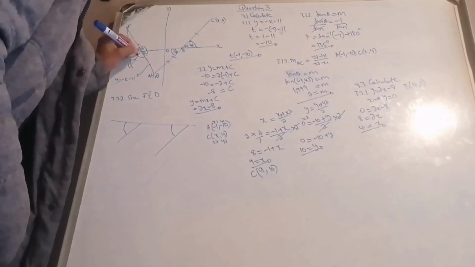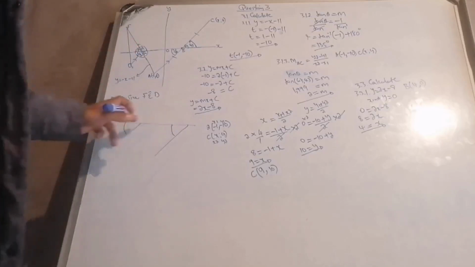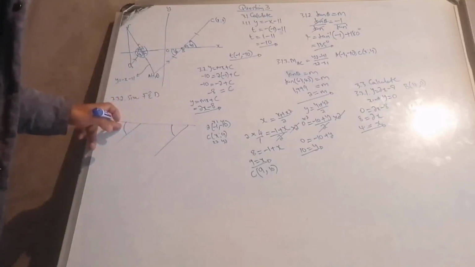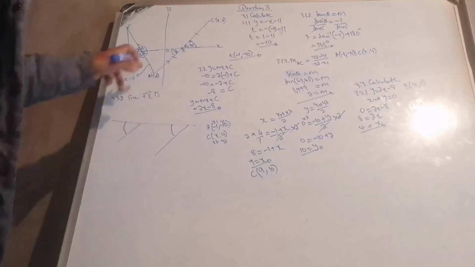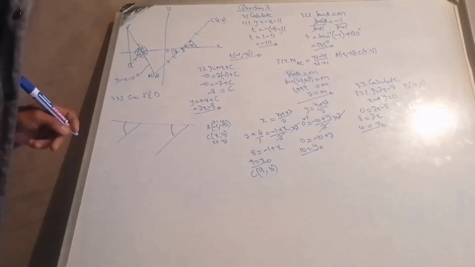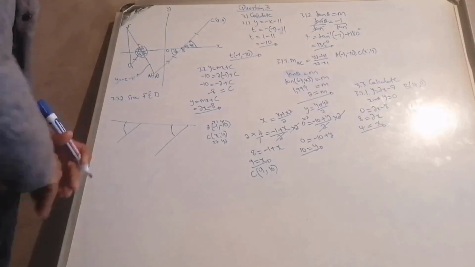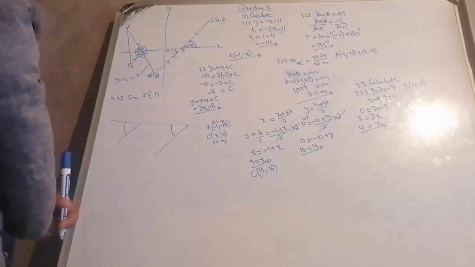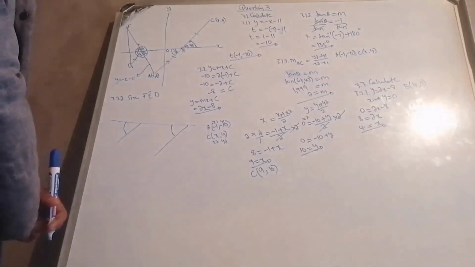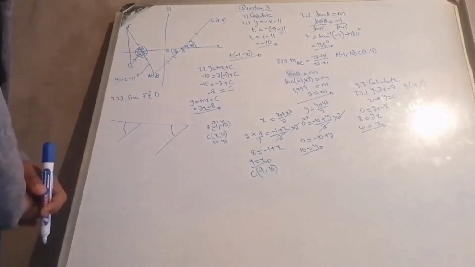So this is 63.43. According to this, the inside angle is equal to the opposite outside angle. These are corresponding angles. So this corresponds with that. So if that is 63.43, where does that put me? Because I need to subtract this angle here. I'm not looking for that.